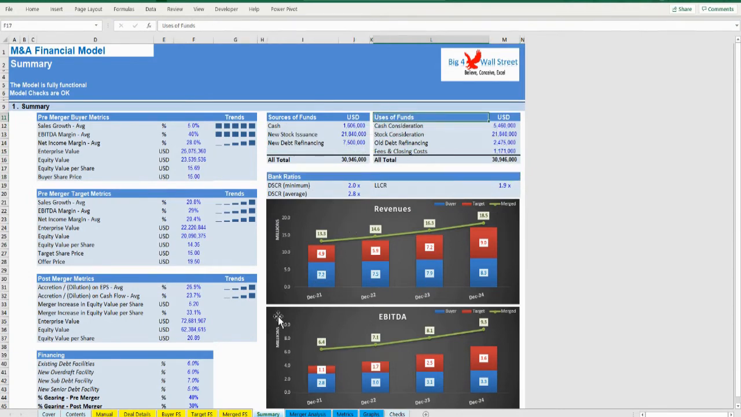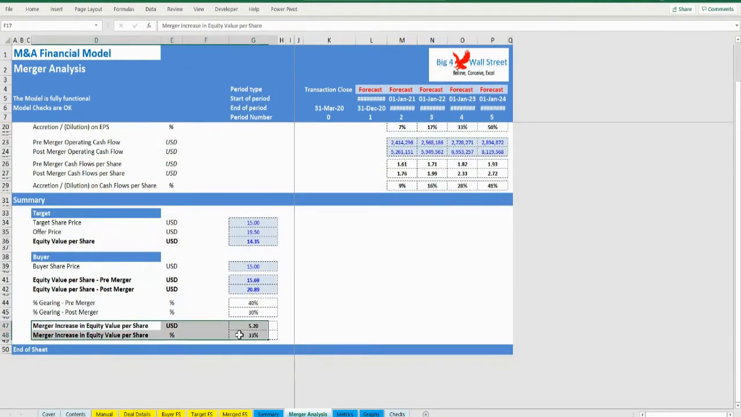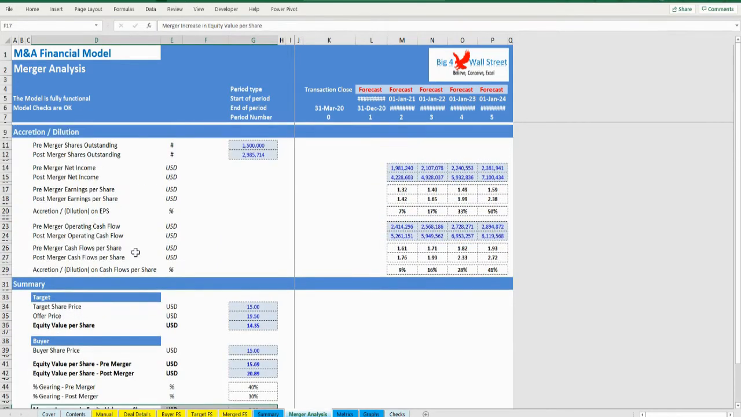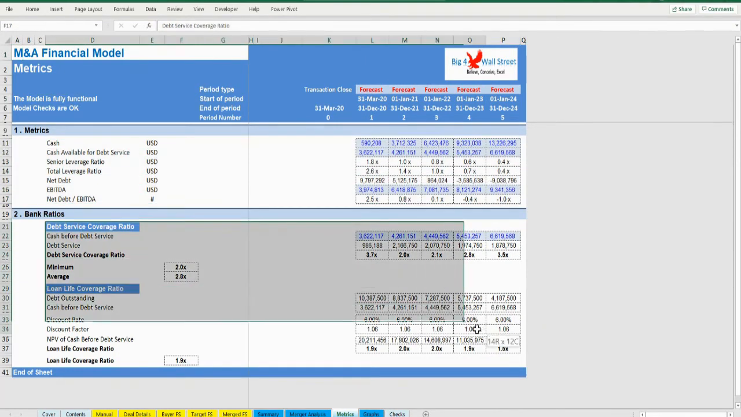In the Merger Analysis tab, an accretion/dilution analysis is performed, as well as a calculation as to whether there is an increase in the equity value per share. In the Metrics tab, some leverage ratios are calculated along with the debt service and loan life coverage ratios.